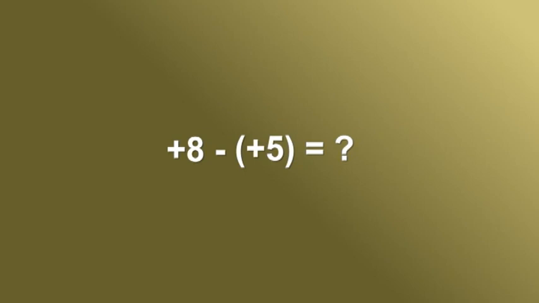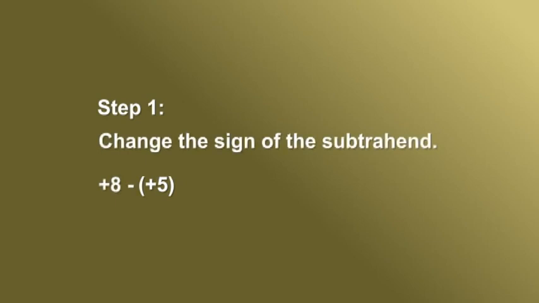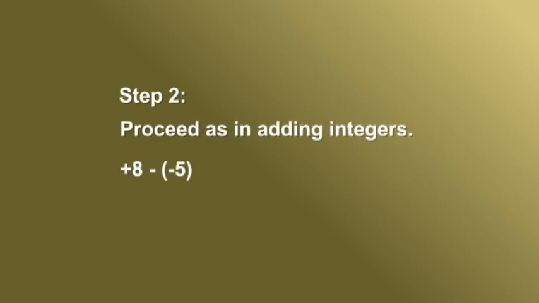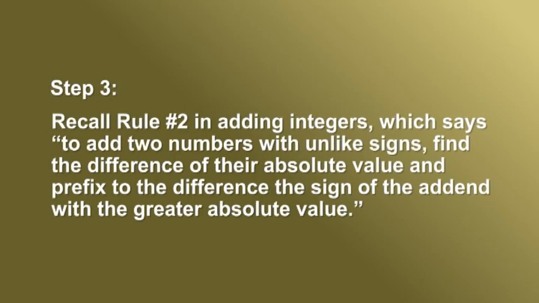Let's solve this one step by step. Step 1, change the sign of the subtrahend. In our example, the subtrahend is positive 5. We change its sign from positive to negative, thus it becomes negative 5. Step 2, proceed as in adding integers. Step 3, recall rule number 2 in adding integers, which says to add two numbers with unlike signs, find the difference of their absolute value and prefix to the difference the sign of the addend with the greater absolute value.